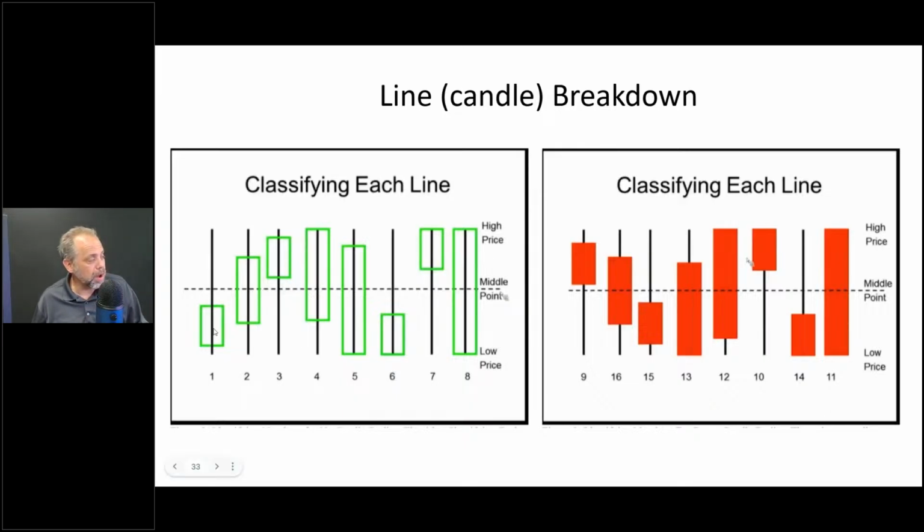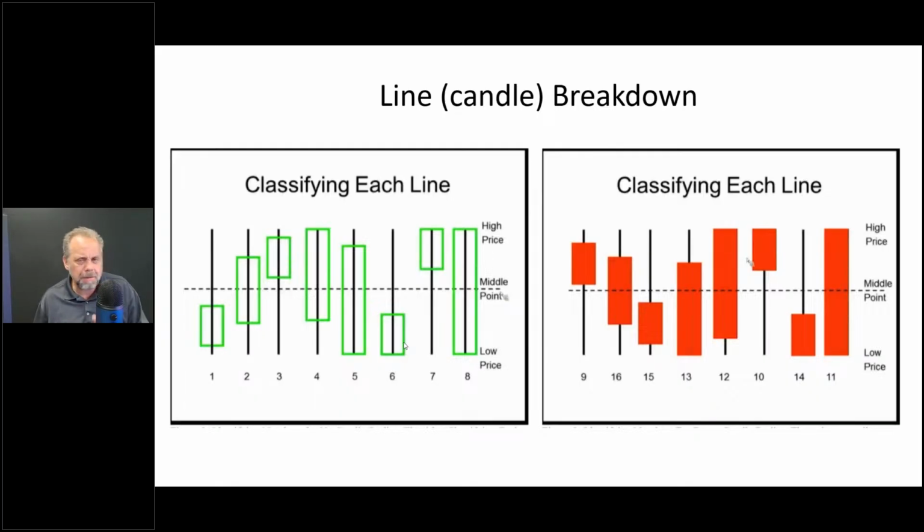So right here you've got a number 1, a number 2, number 3, number 4, all of the different kind of permutations. On this one, your close is at the very high. Here it's a little bit higher, but these are different values that are available. And all of these lines have different meanings depending on what they are.